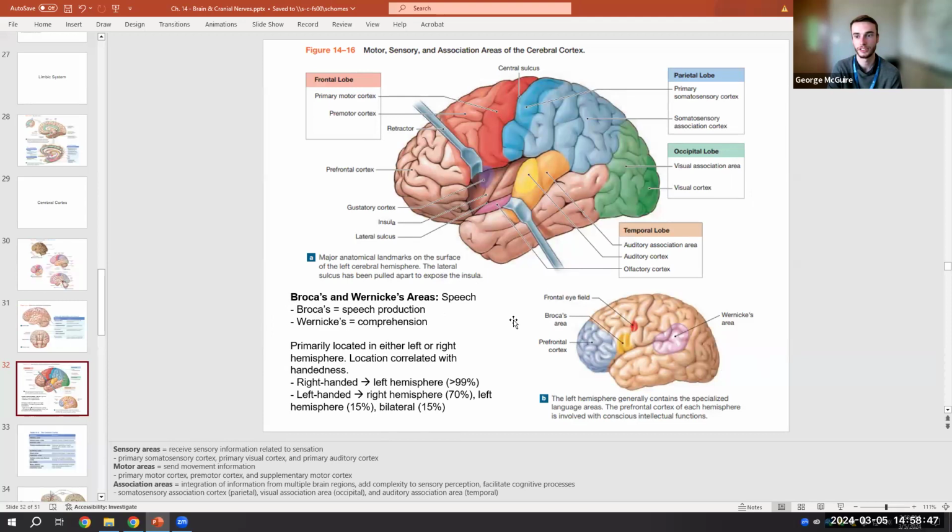Do they have that labeled here? I don't see it labeled.